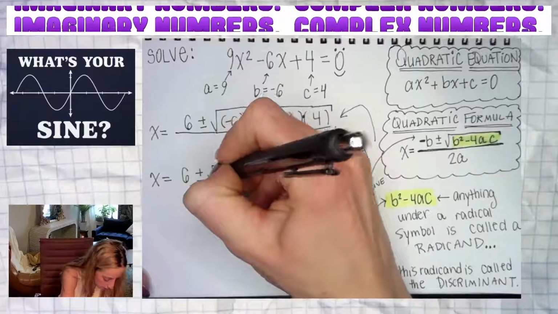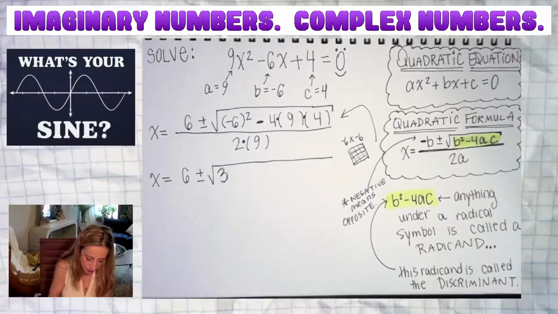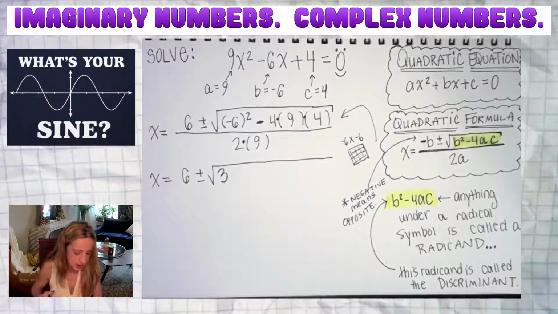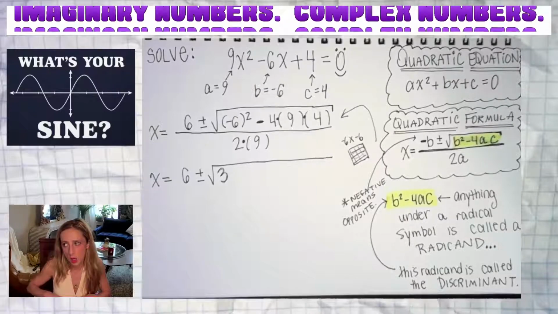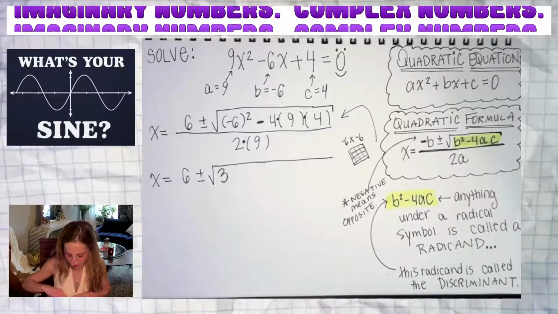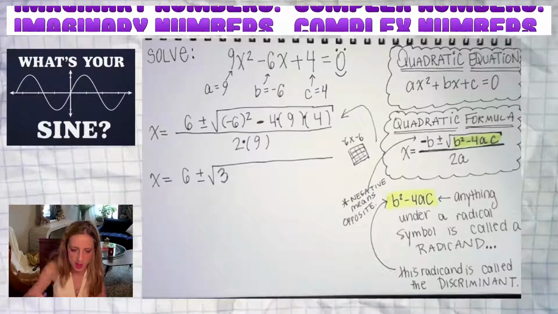Come on, you can do it. I'm going to have to switch colors. So it becomes positive 36 minus 4 times 9 times 4. 4 times 9 is 36. We already did that a few minutes ago.